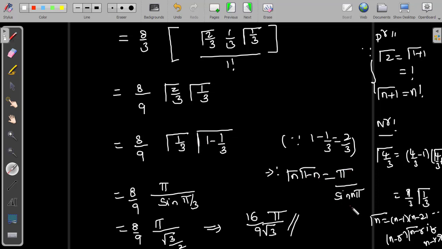The result is pi by sine n pi. Here n means 1 by 3, so replacing n, we get pi by 3. Sine 60 value is root 3 by 2. This 2 is multiplied by 8, so 16 pi divided by 9 times root 3. That's your answer here. So this is a positive fraction. This is a positive fraction. We have to be focused.